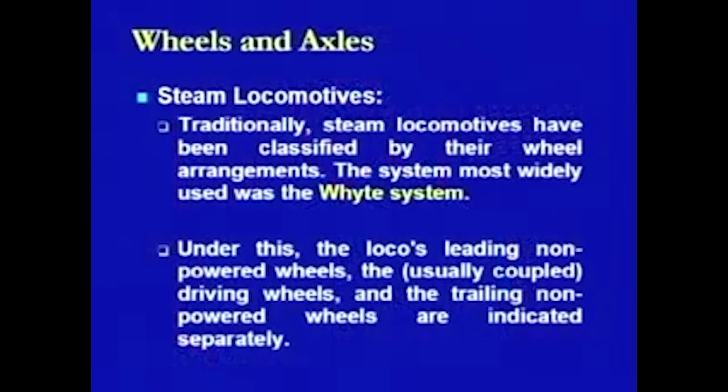Taking this type of classification based on the leading wheels, the trailing wheels, or the condition of whether power has been attached to the wheels or not, the classification is: the leading non-powered wheels, the driving wheels which are usually coupled but in some cases may not be coupled, and the trailing non-powered wheels. All these three categories of wheels have to be separately indicated in the weight system.